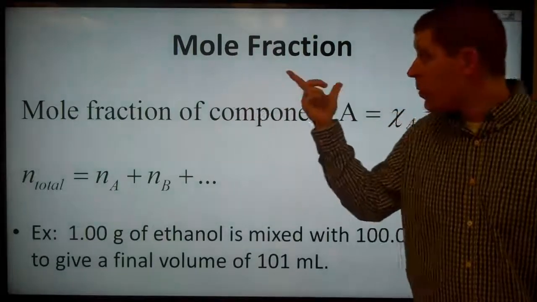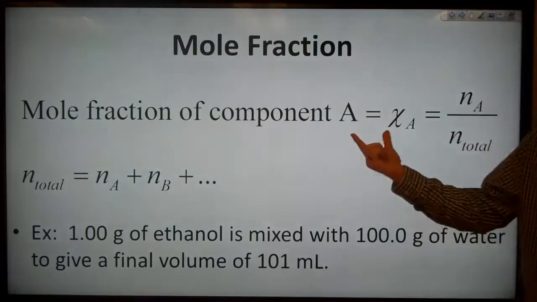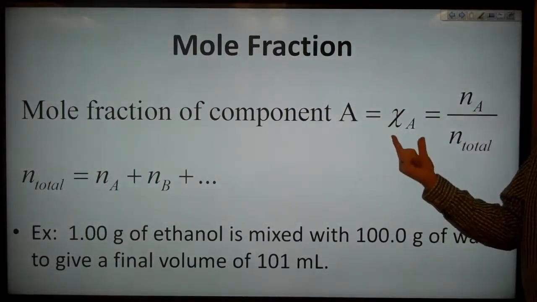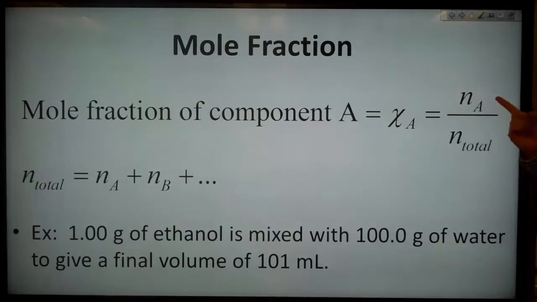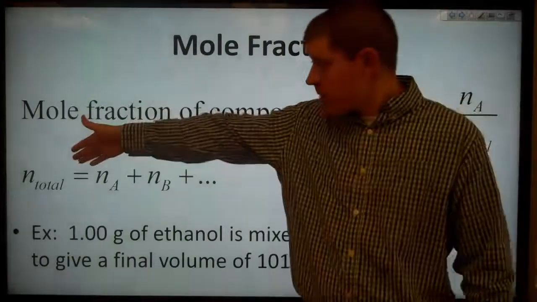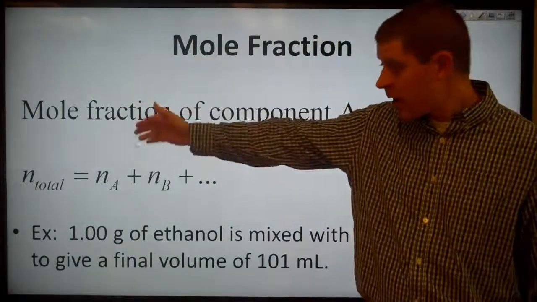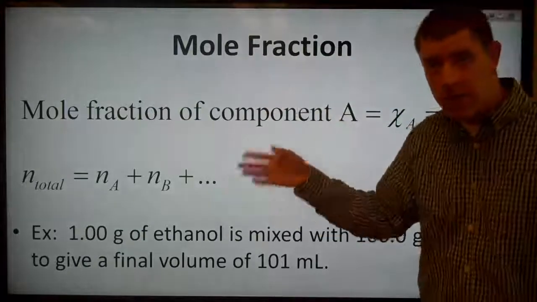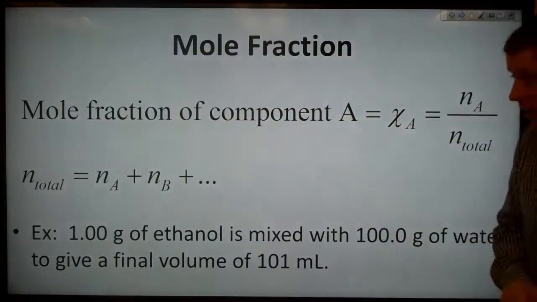The next one is mole fraction. Mole fraction of some component A is equal to chi A, and this is number of moles of A divided by the total number of moles in our mixture. So total number of moles is the number of moles of A plus the number of moles of B plus the number of moles of C, and so on until you run out of components in your mixture.